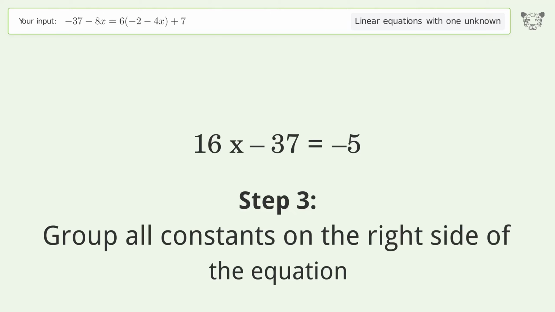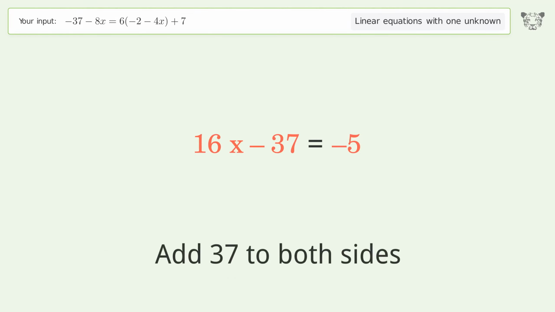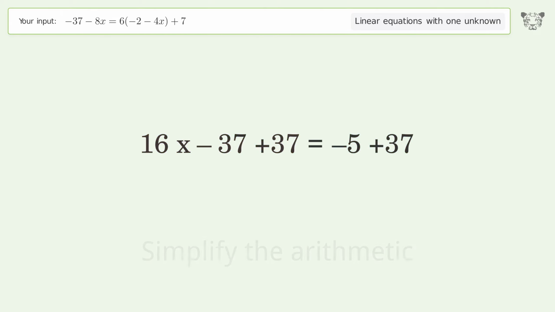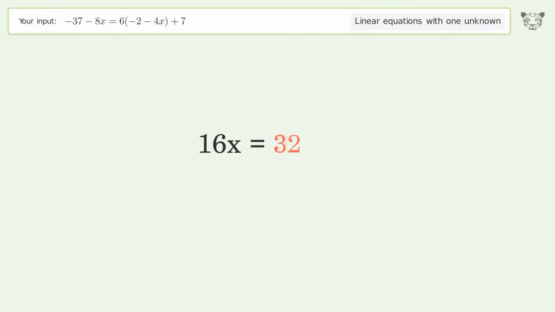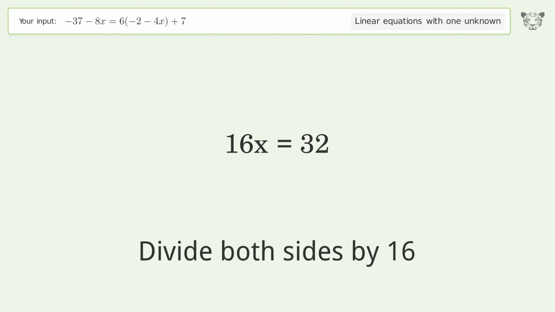Group all constants on the right side of the equation. Add 37 to both sides. Simplify the arithmetic. Isolate the x. Divide both sides by 16.